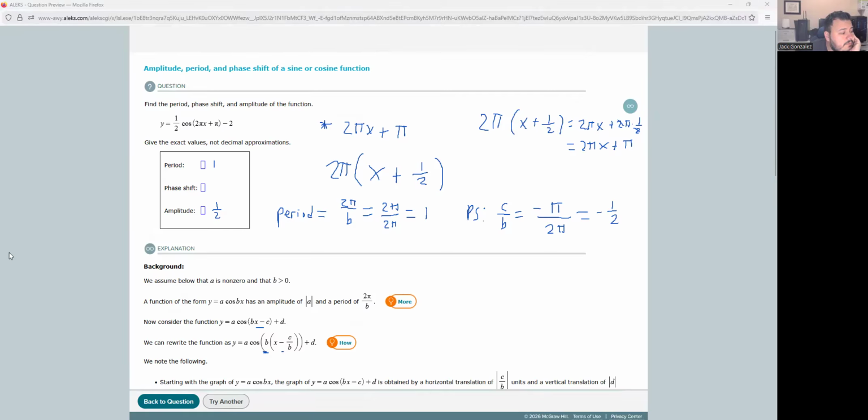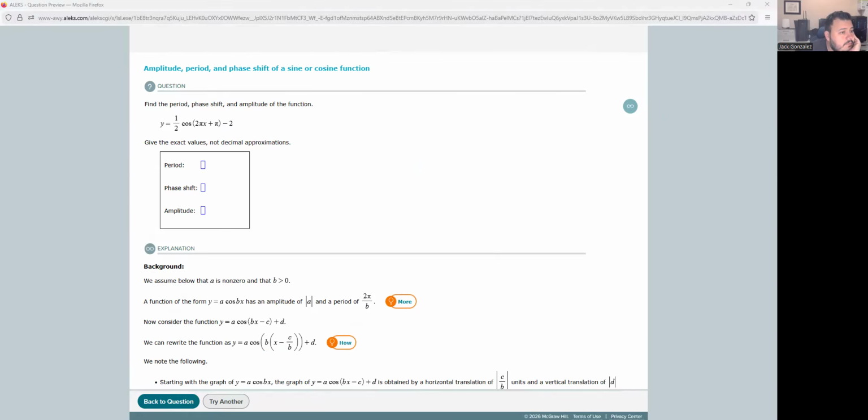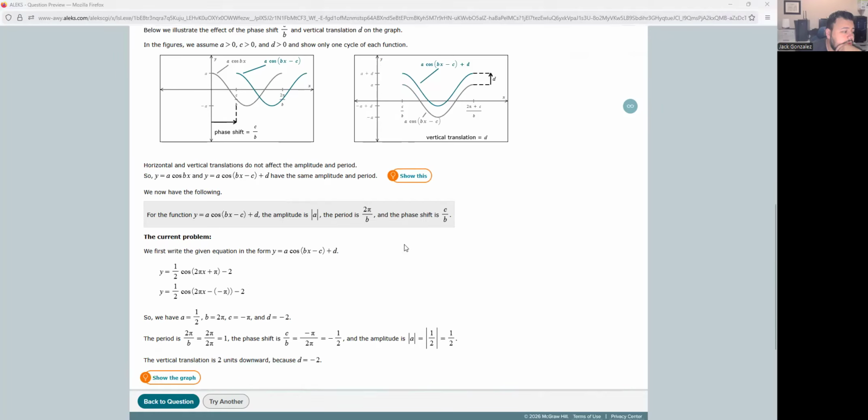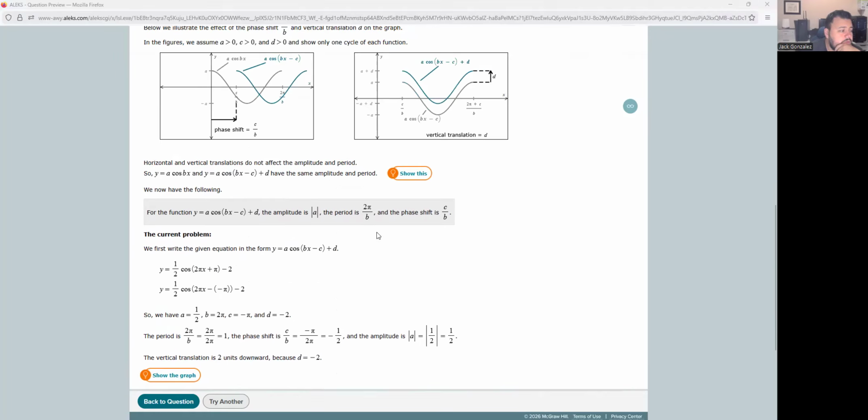All right, let's go to another one. So there's formulas for, make sure you write down the sine and cosine are going to be the same for amplitude, period, etc. Just write those down right here. Yeah, it's going to be the same for both.